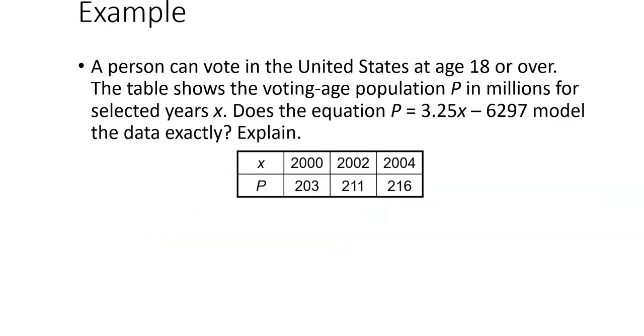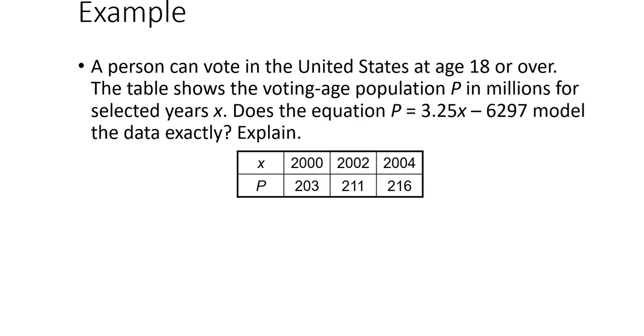So here is an old set of data. A person can vote in the U.S. at age 18 or over. It shows the voting age population in millions for 3 years, 2000, 2002, 2004. Does that equation model the data exactly? Well, the only way we're going to find out is by putting in the x values and seeing if we get out the population values.